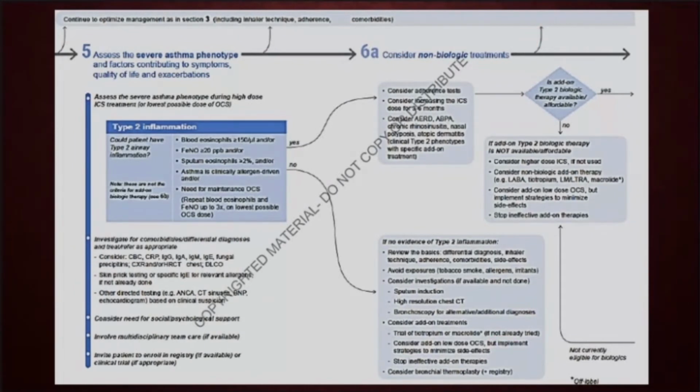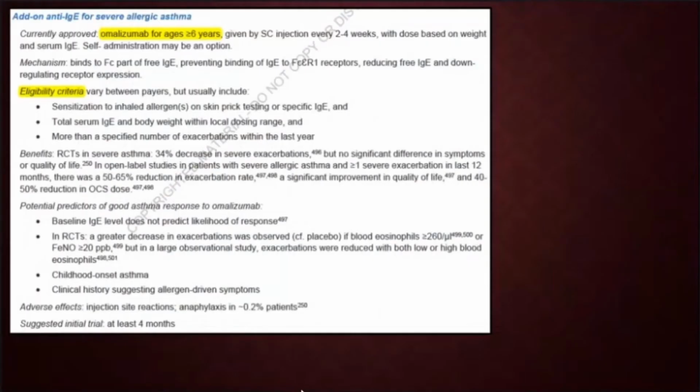So now coming to the biologics. Here, if you feel that it is more an allergic type of severe asthma, you can consider biologic therapy. The biologics include multiple. Most common is anti-IgE. The currently approved anti-IgE is omalizumab for children anyone above the age of 6 years. It is given by subcutaneous injection every 2 to 4 weeks, and the dose of this drug is based on the weight and the serum IgE level. Very important to know that how you calculate the dose of omalizumab is based on the patient's weight and their baseline IgE level.